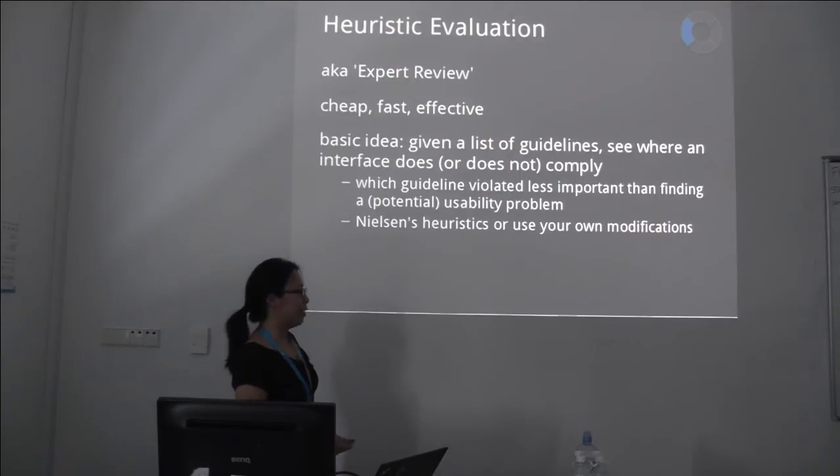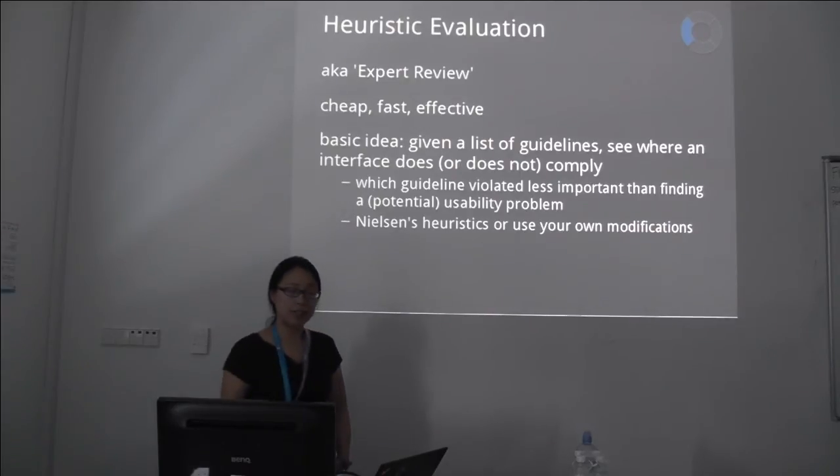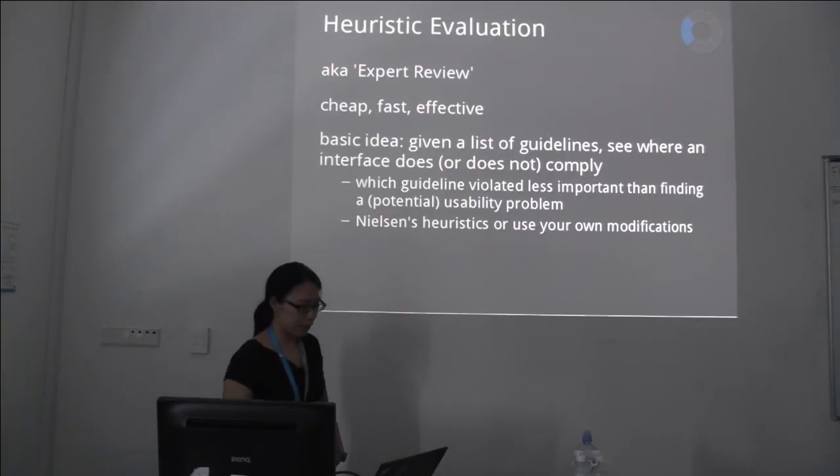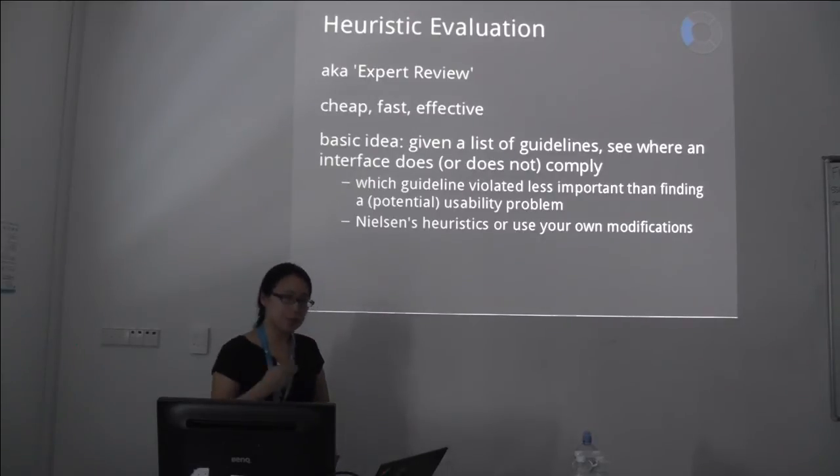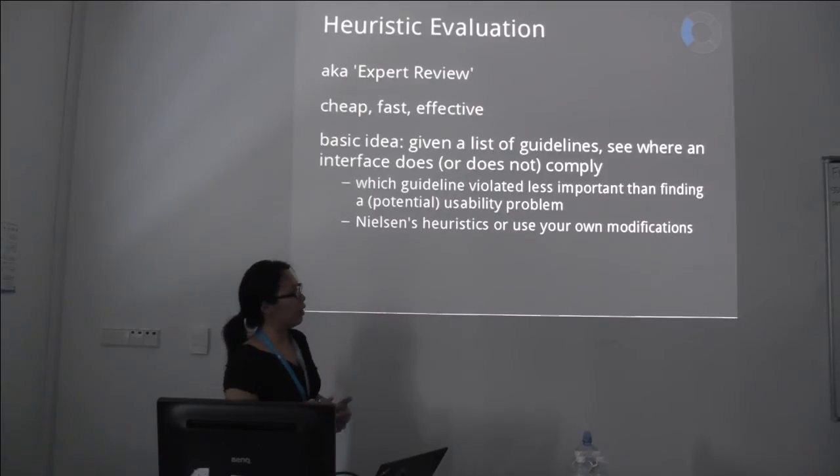One person, you can discover a lot of usability bugs with just one person if need be. It's a very fast evaluation and it's very effective. This is usually also sometimes called expert review, and the reason is it's usually done by someone who is an expert in usability issues. It's very simple. You're given a list of guidelines or heuristics, and you're going very systematically through the interface and the interaction flow and seeing whether it abides by these guidelines, right?